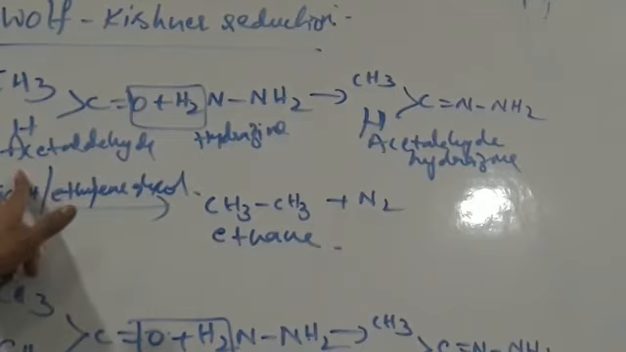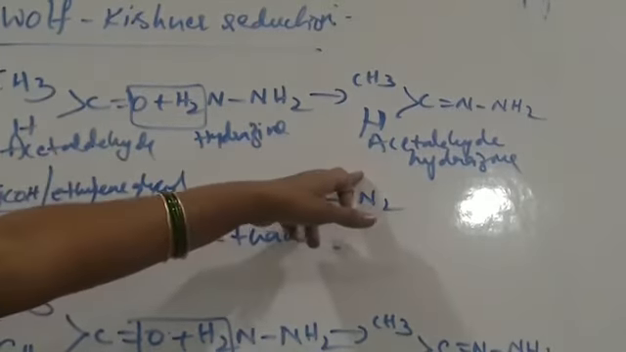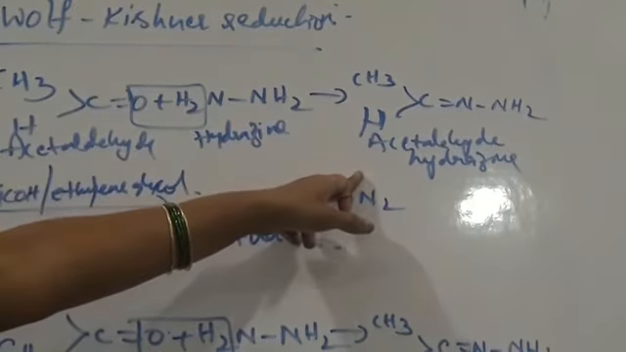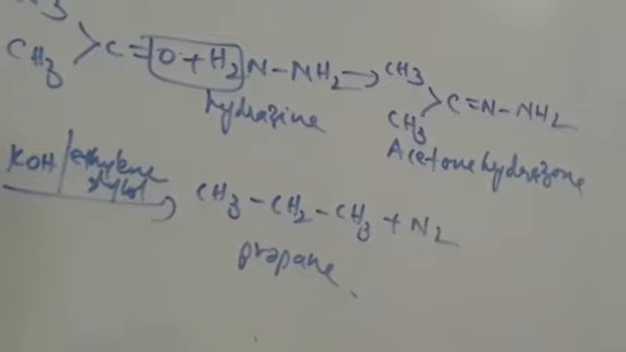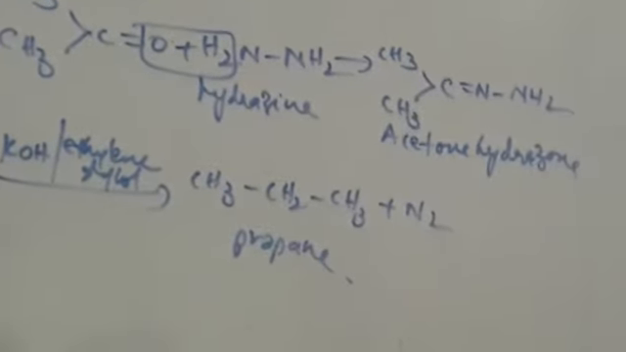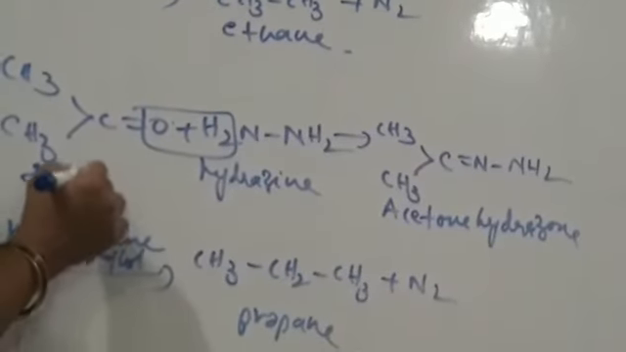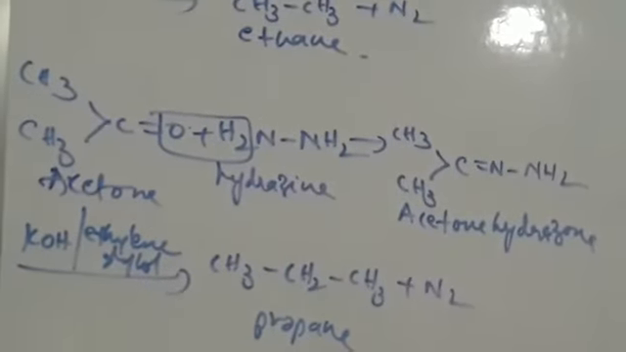So acetaldehyde forms intermediate acetaldehyde hydrazone when it reacts with hydrazine, and finally gives ethane in presence of KOH and ethylene glycol. And acetone in the first case reacts with hydrazine and forms acetone hydrazone, and in presence of KOH and ethylene glycol finally forms propane. Okay.